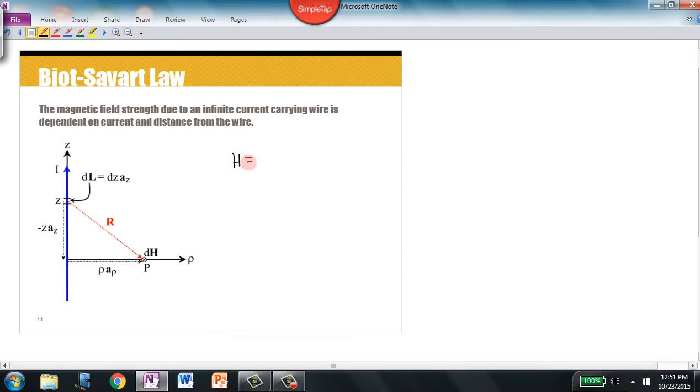From the previous slide, you'll recall that the magnetic field strength at any point P, it's a vector, is equal to the integral of the current flowing in the wire I times the differential length element dl. It's a vector and it points in a certain direction. We take the cross product of that with the unit vector pointing from the differential length element to the point in space that we're interested in determining the magnetic field strength at. We then divide that entire quantity by 4 pi times the magnitude of the vector pointing from the differential length element to the point in space where we're measuring magnetic field strength.